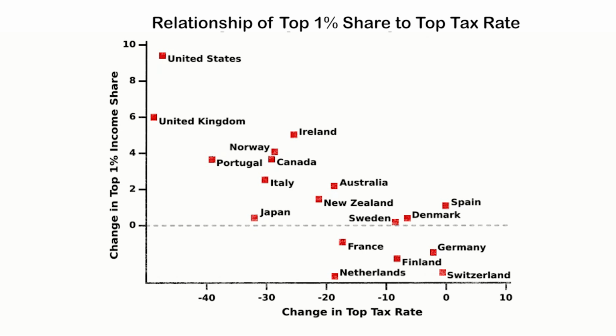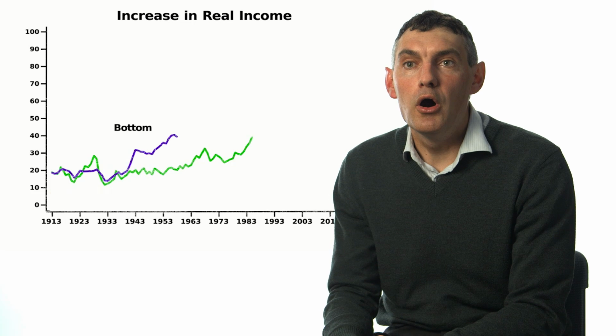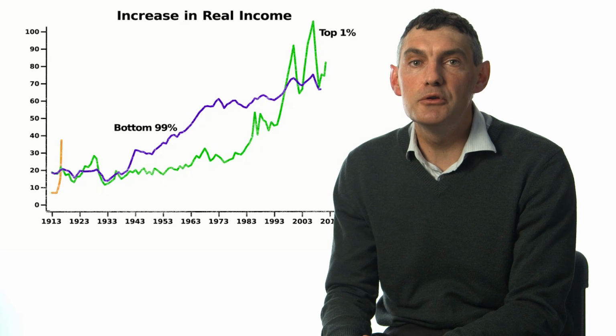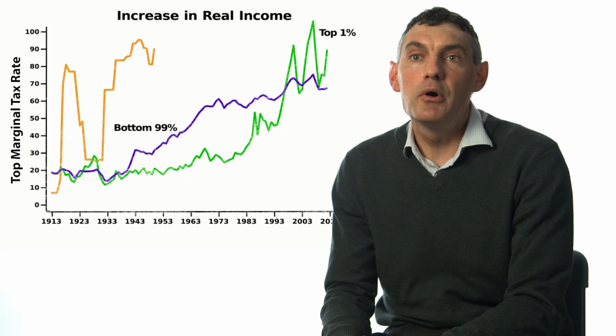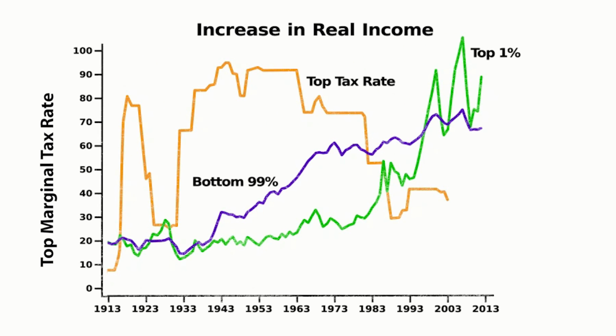In contrast, countries such as France or Japan or Scandinavian countries, which didn't cut nearly as much their top tax rates haven't seen that increase in income concentration. There is a very strong link between the shape of income concentration over time in the US and the shape of the top tax rate over time. The bottom 99% incomes can grow very fast and the economy can do well in the period where the top tax rates were very high.